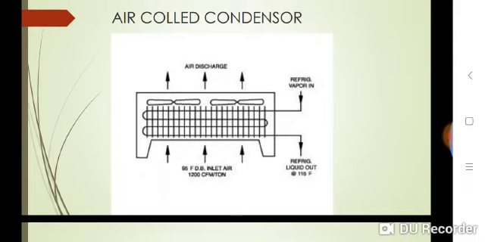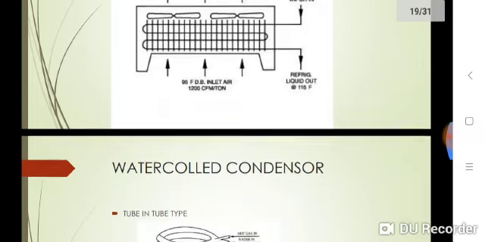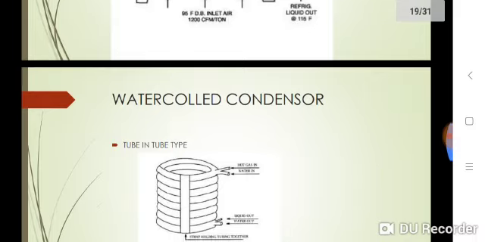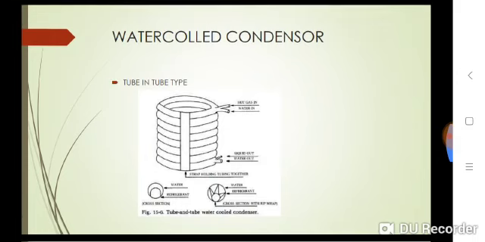Water cooled condenser: the water is used to cool the refrigerant. In the condenser there is a requirement of rejection of heat from the refrigerant. So the refrigerant transfers its heat to some medium. In the air cooled condenser it transfers its heat to the air, and in the water cooled condenser it transfers its heat to the water. That's why it's called a water cooled condenser.